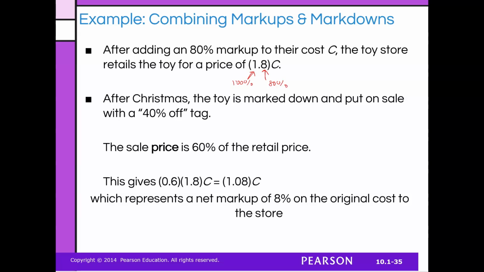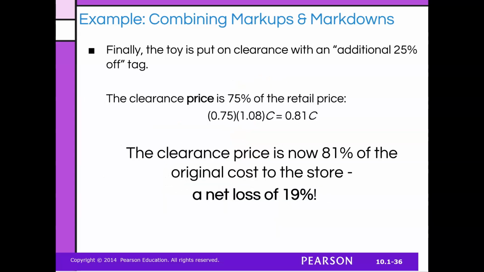After Christmas, they mark it down 40% off. Now, that means what you're actually going to be paying is 60% of that price. Now, we love that word of because that means multiply. So now we've got this price here, but the consumer is only paying 60% of it. When you multiply 0.6 times 1.8, you end up with this amount here, which represents a markup of 8% on the original cost. Not really making much money there.